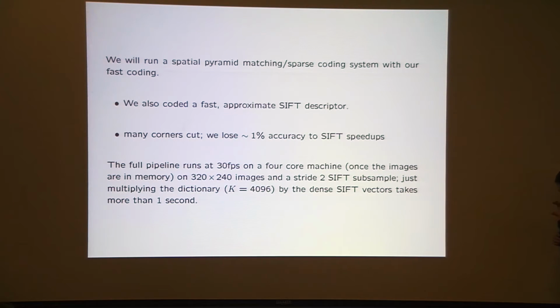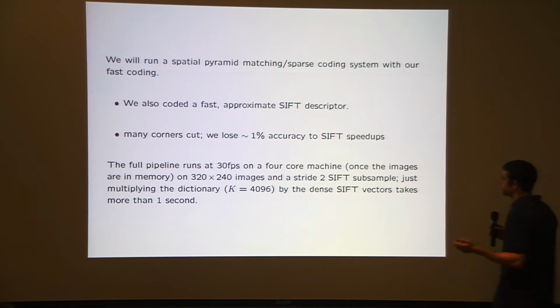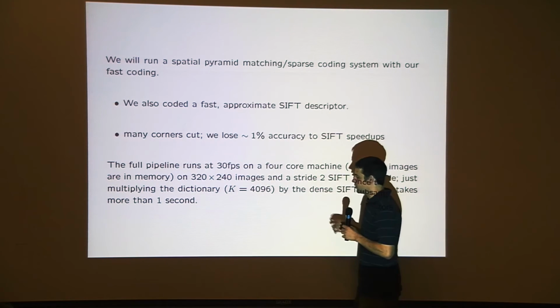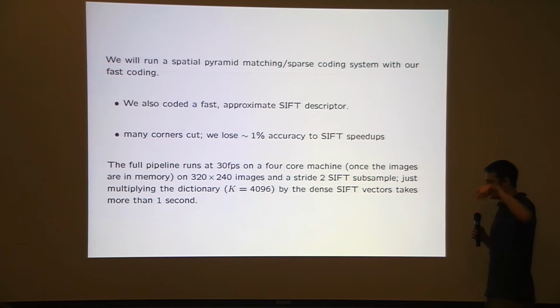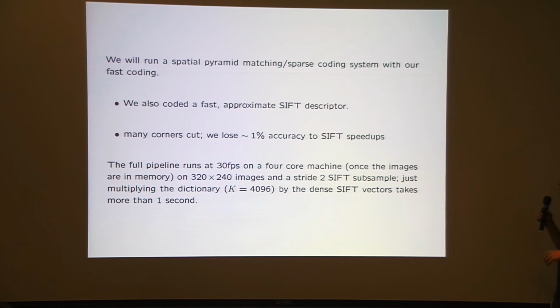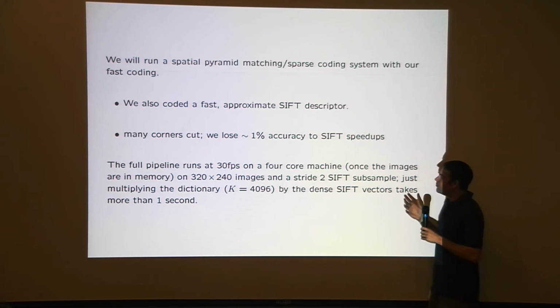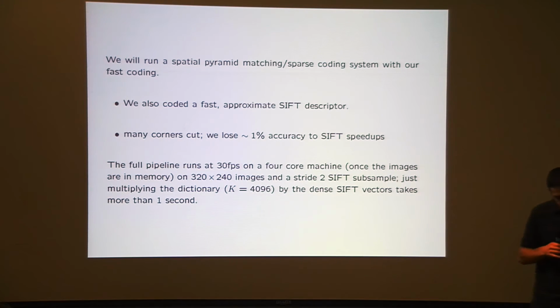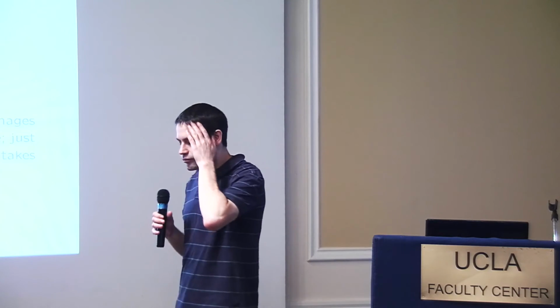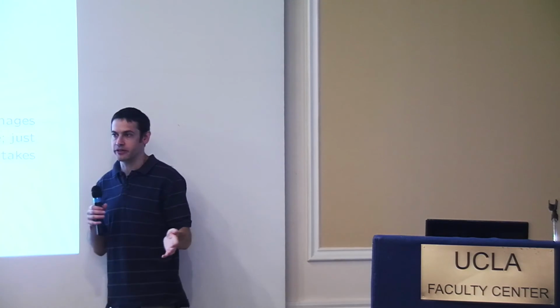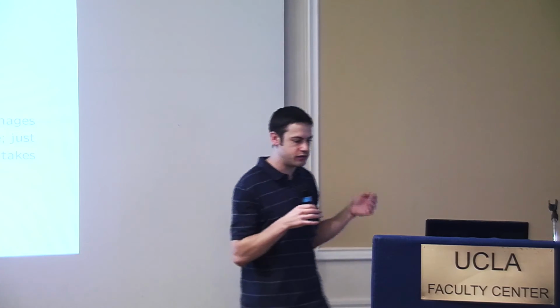So we implemented this SIFT pyramid system, and we have a fast SIFT descriptor. Actually, there is a better fast SIFT descriptor than the one we have, but I didn't realize that until too late. Andrea Vedaldi has the VLFeat package, and they have a really nice fast SIFT descriptor in it. But anyway, when all is said and done, the full machine gets 30 frames per second on a 4-core machine, so you can run it in real time. And you don't lose any accuracy compared to using regular sparse coding on Caltech 101, Caltech 256, and scenes.